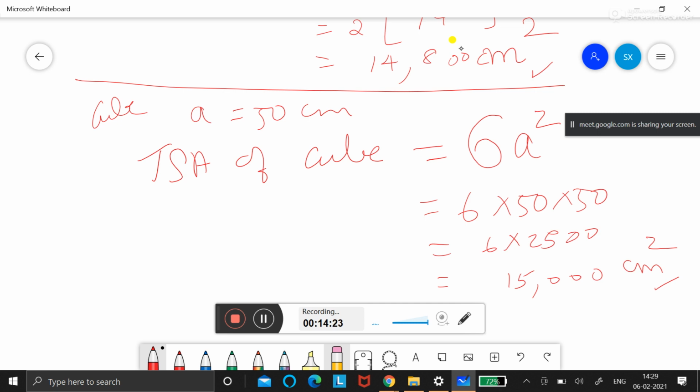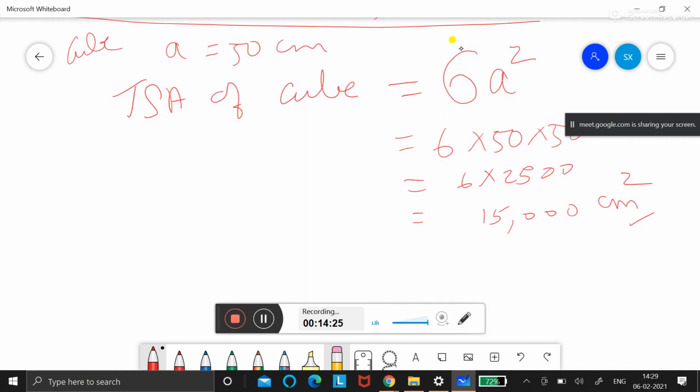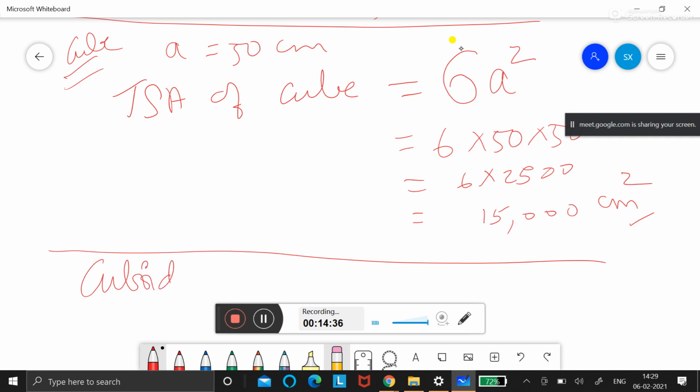Now you compare the cuboid and the cube, which is less. Cuboid is less. Very good. Cube is bigger. So the cube is looking small, but it actually requires more area. So you need to write: cuboid requires less amount of material. You should write down the last statement like this because cuboid TSA is lesser than cube. That is why we write like that. Okay, first sum is over.